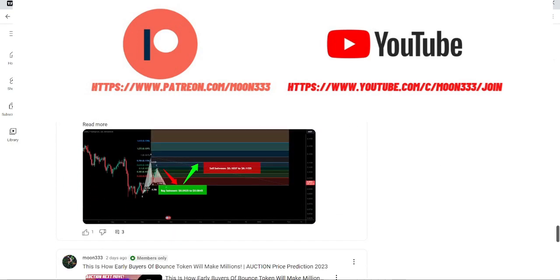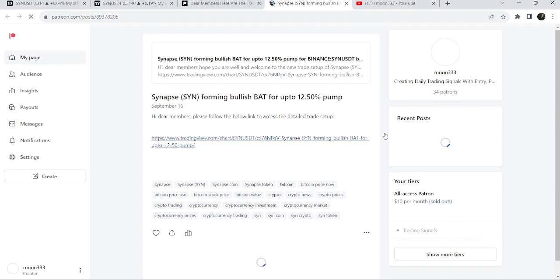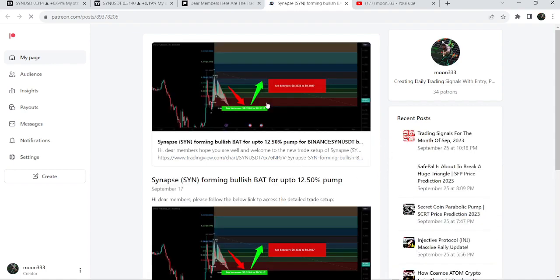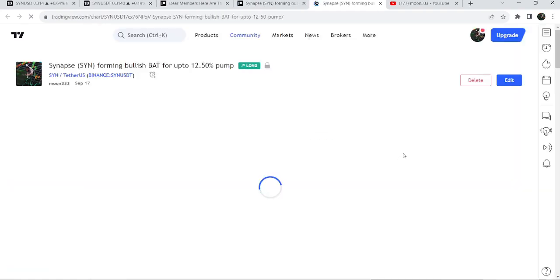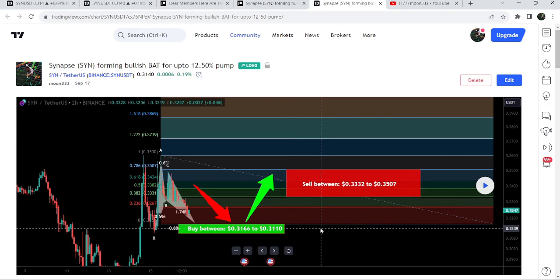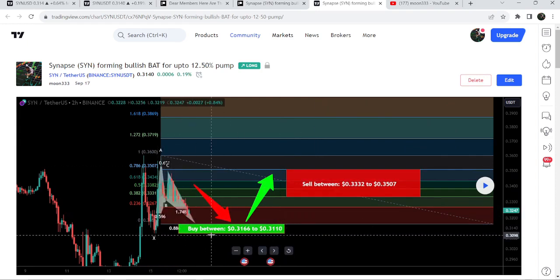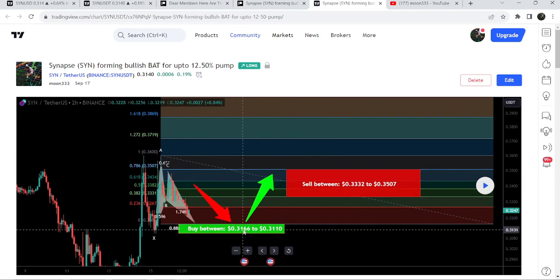Now let me take you to the live chart of Synapse. First of all, let me begin with my most recent trade signal for Synapse that I shared with my members a few days ago on 17th of September 2023. That was an expected harmonic bullish reversal bat move that Synapse was completing on a 2-hour time frame chart with the US dollar pair. You can see it was about to enter the buying zone that was starting from 31.66 cents and goes to 31.1 cents.